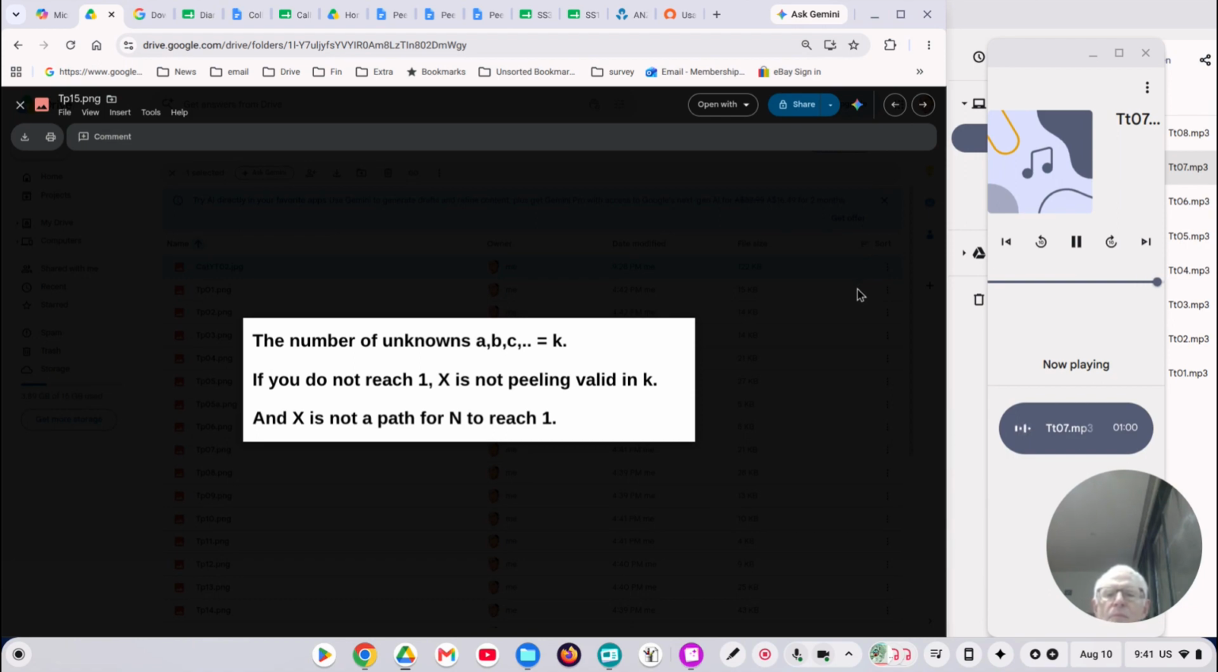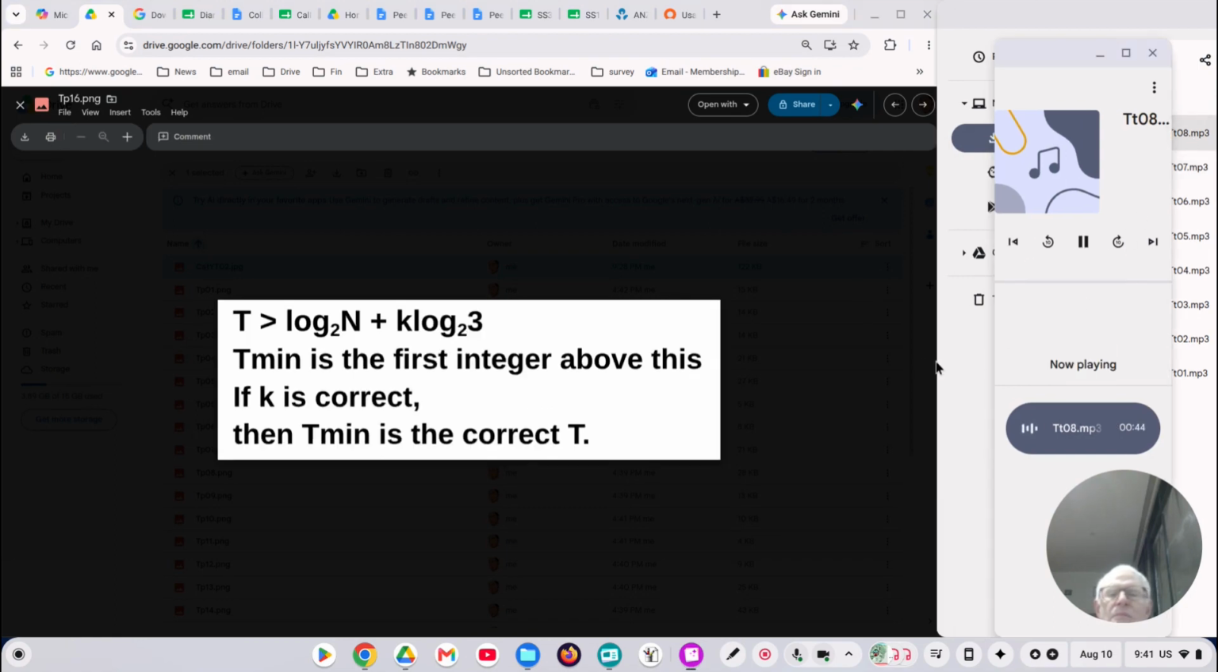Now if x is invalid in k, then t is not the stopping time for n. From the parity equation we know x is positive, so t must be greater than log n plus k times log 3, where logs are to the base 2. If k is the correct value, then t is the first integer value above this expression, and we call this t min. So for any n, we guess a low k. This defines t min and we work out x. We then check if x is peeling valid in k. If it is, then t is correct for n. If it is not, add 1 to k and continue checking until you reach the correct k. Of course, it is possible that no k can be found which makes x peeling valid in k. But that is the Collatz conjecture.